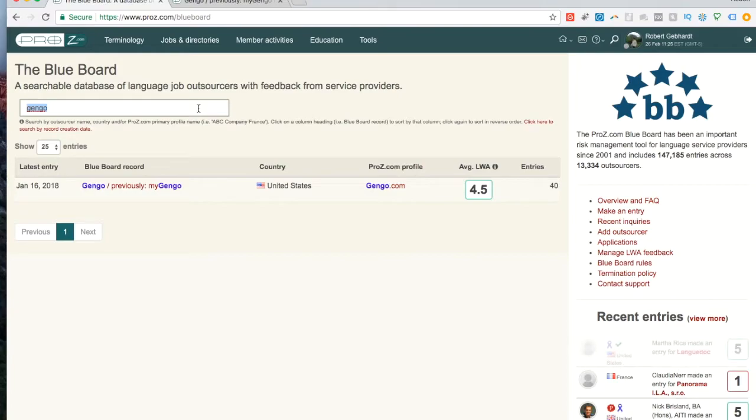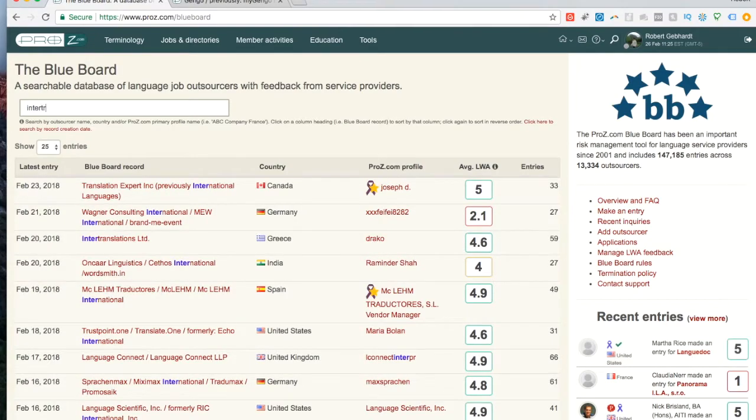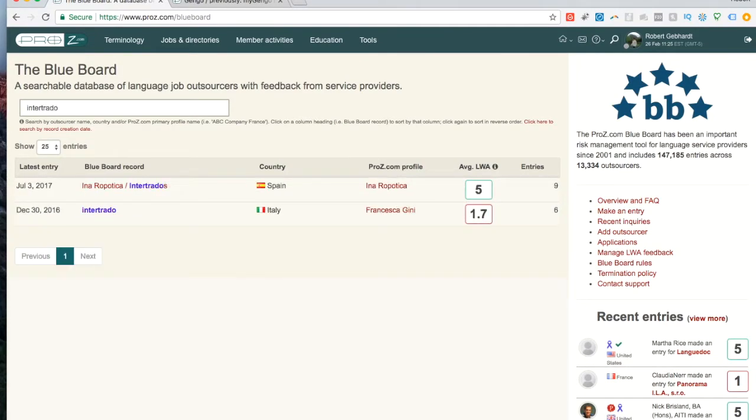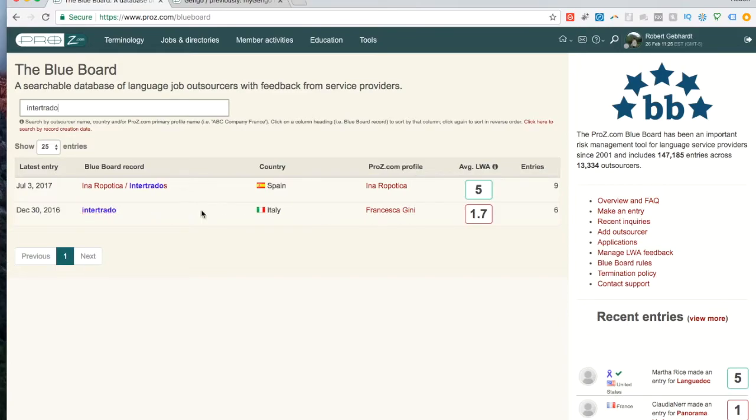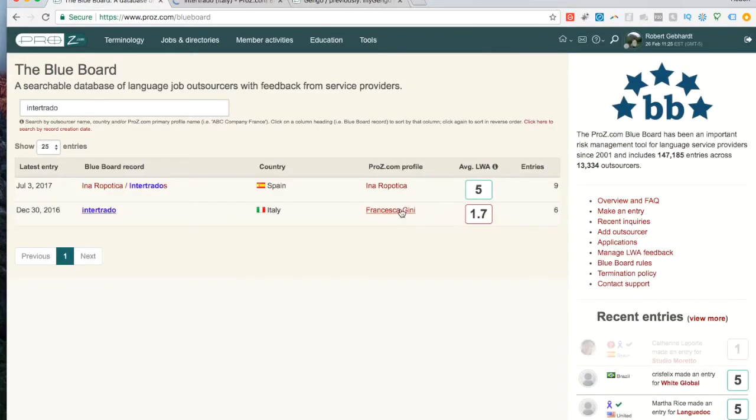Here, I want to show you something that is a bit more, and this is a company that I had problems with. I'm going to show this just because I want to give them negative publicity any time I can. I mean, they're not in business anymore, really. But here, I was working for Intertrato, and you can see Intertrato seems to be doing very well. It has 5, and this is out of Spain. But Intertrato, or Trado, or whatever, is this one based in Italy, has a very low score, and it's run by this lady, Francesca Gini.